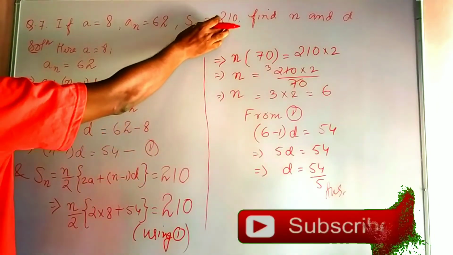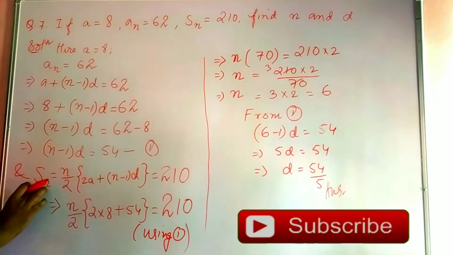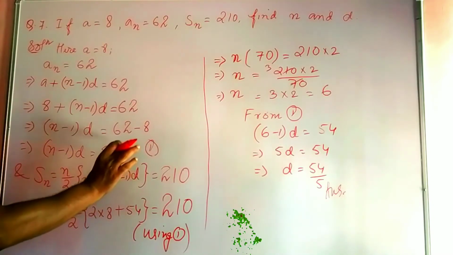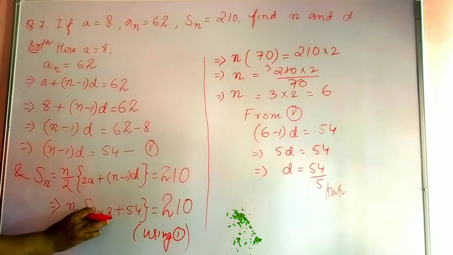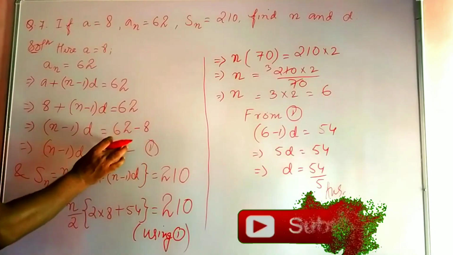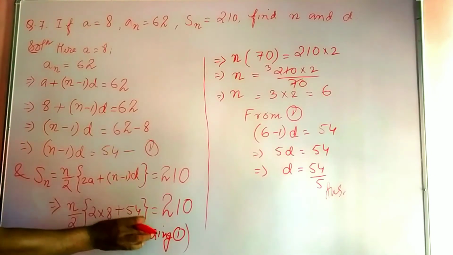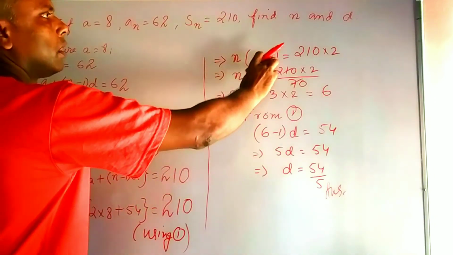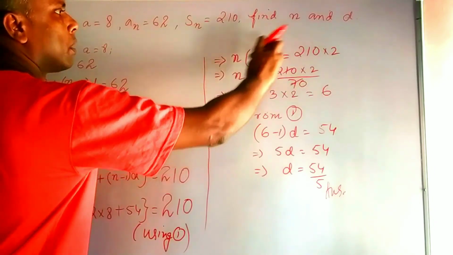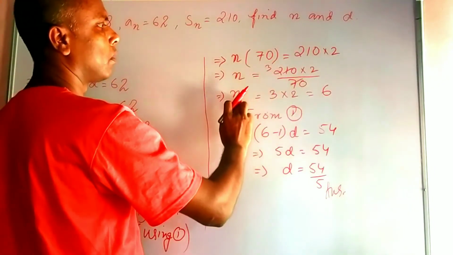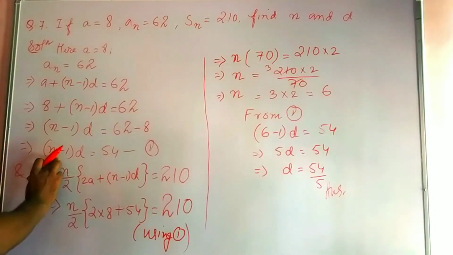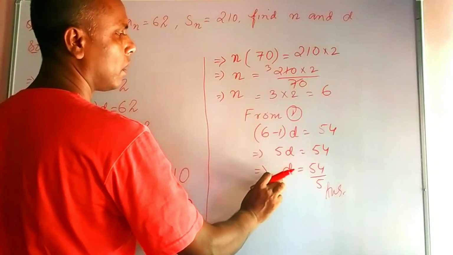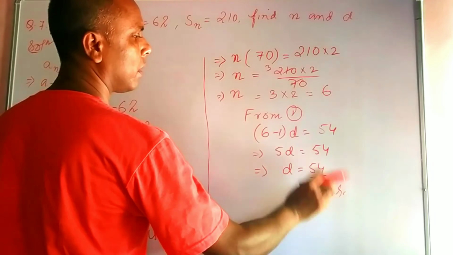And we take Sn equal to 210 and put the formula of Sn, n by 2, twice a plus n minus 1 d, of a as 8, n minus 1 d using equation 1, 54, and we get 2 is just n into 70 equal to 210, and 2 goes upside, and calculate it, and we get n equal to 6. We put the value of n as 6 and calculate it to get the value of d as 54 by 5.